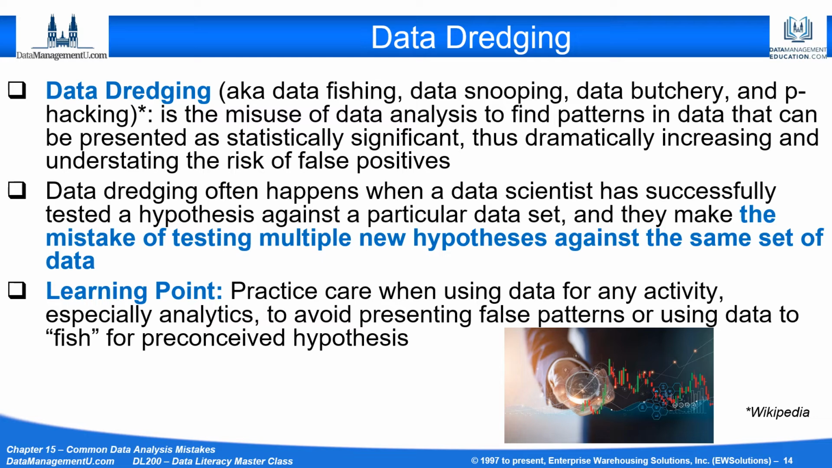Data dredging often happens when a data scientist has successfully tested a hypothesis against a particular set of data. And then they take that exact same set of data and make the mistake of testing multiple new hypotheses against it without doing all the upfront work that they typically need or should be doing. Learning point: practice care when using data for any activity, especially analytics. We want to avoid presenting false patterns or using data to fish for preconceived hypotheses.